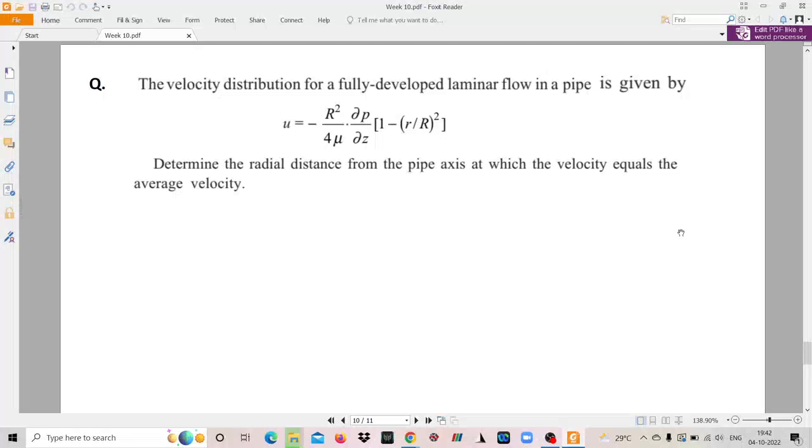These expressions we have already seen. This u actually is nothing but the Vz. So you have to determine the radial distance, meaning the value of r at which the velocity equals the average velocity. Please try this problem and let's see.